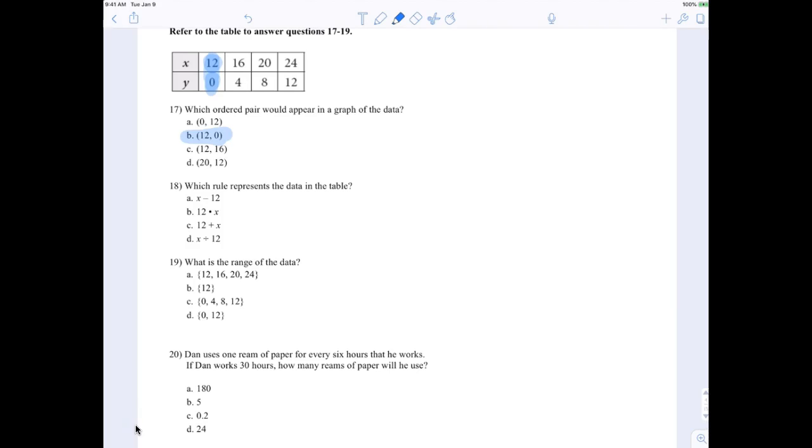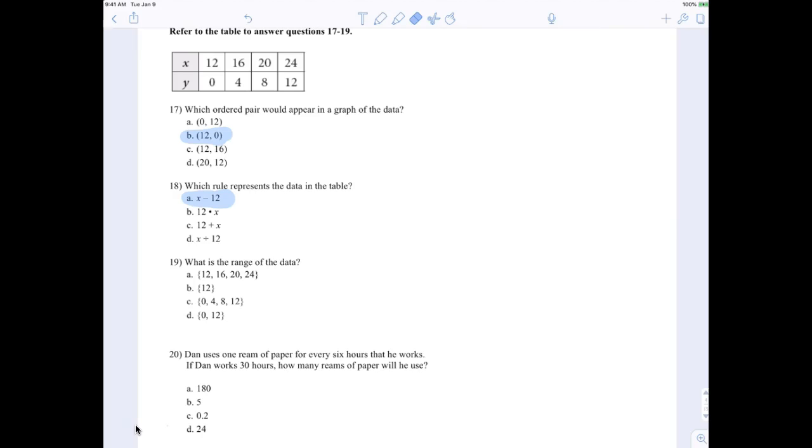What are you thinking? A. A, right? How do we know it was A? Because you're just asking yourself the question, how did I get from 12 to 0? Did I subtract 12? Did I multiply by 12? Did I add 12 and divide by 12? What did you do? Obviously, you subtracted 12.